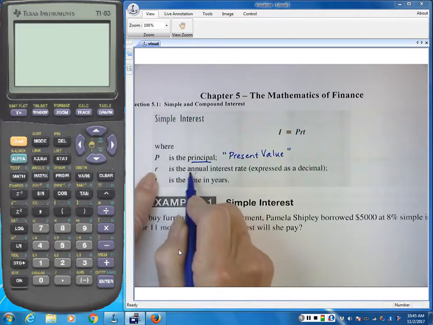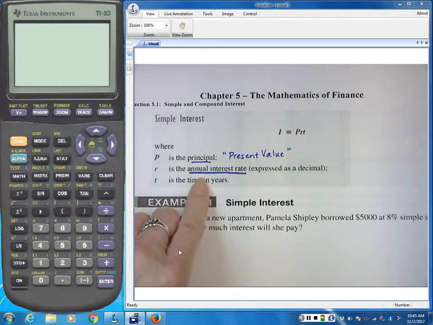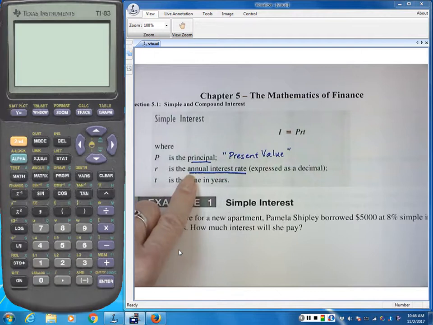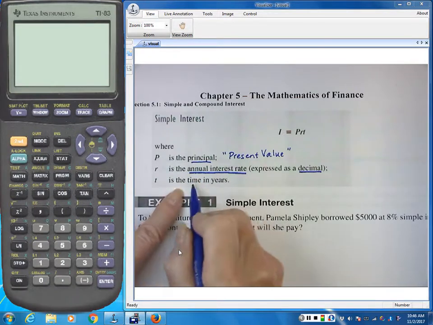R is an annual interest rate, and that's how it's going to be stated through this whole chapter. R will be given as the annual interest rate. If you have interest rates that are compounded other than annually, you're going to have to use that interest rate adjusted by how often it's compounded. But R is the annual interest rate, and it must be expressed as a decimal. The only exception is when you use the TVM solver on the calculator, you can enter the interest rate as a percentage. It will calculate it as a percentage. And T is always the time in years.